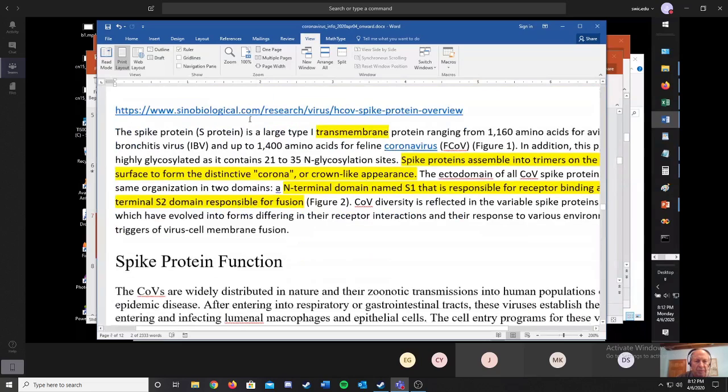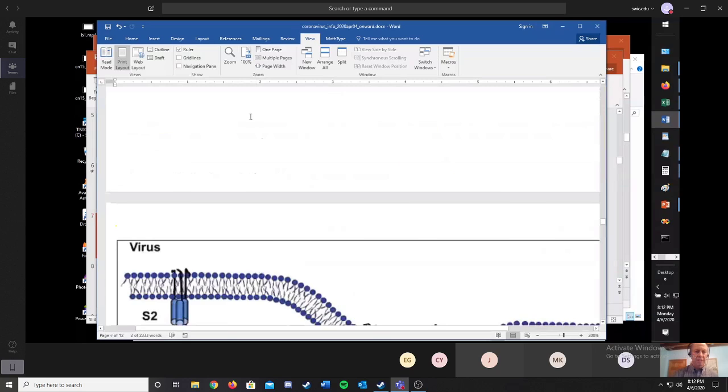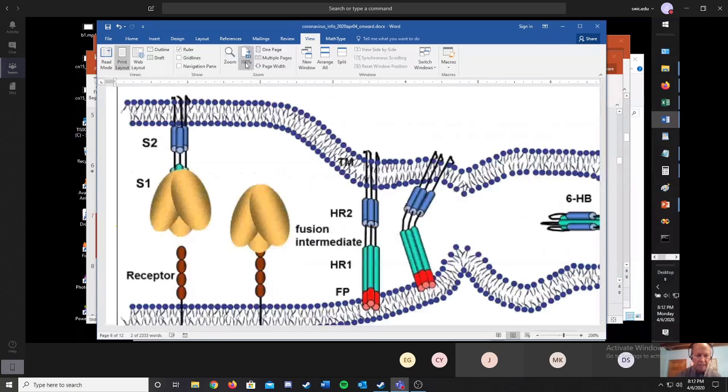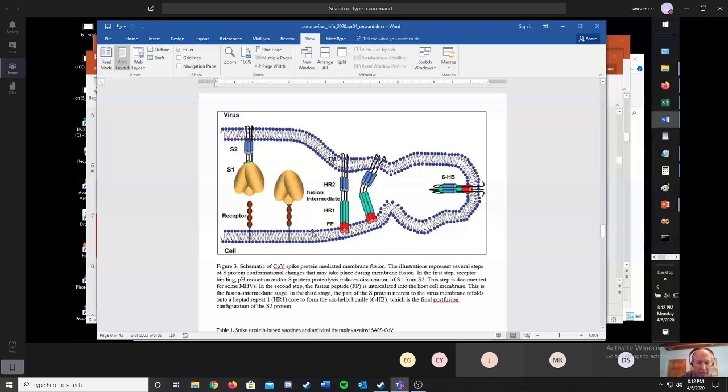So here's a picture of how it gets into a cell. This bottom blue line is a drawing of the cell membrane, and this top blue line is a drawing of the virus. The 4 brown things sticking out of the cell are the ACE2 receptors. That's the one that's targeted by high blood pressure medicine.